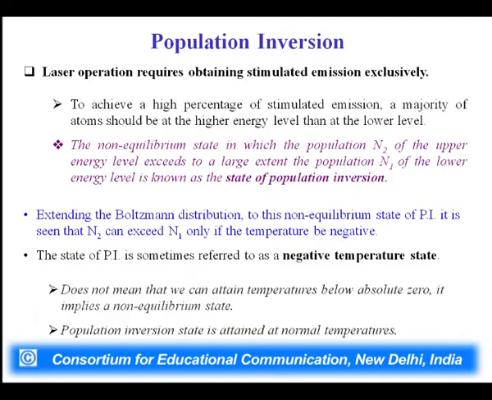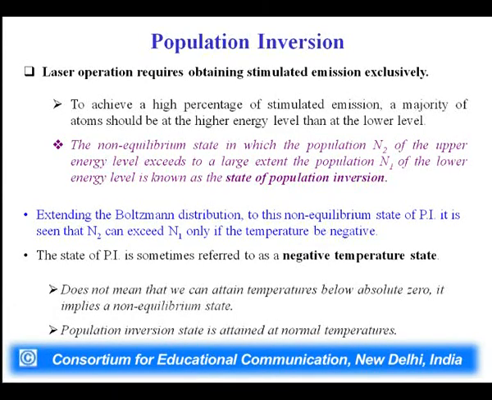Population inversion is defined as achieving more molecules at the higher level. Laser operation requires obtaining the stimulated emission exclusively. To achieve a higher percentage of stimulated emission, a majority of atoms should be at the higher energy level rather than the lower level. The non-equilibrium state in which the population N2 of the upper level exceeds, to a larger extent, the population of the lower level, is known as the state of population inversion.